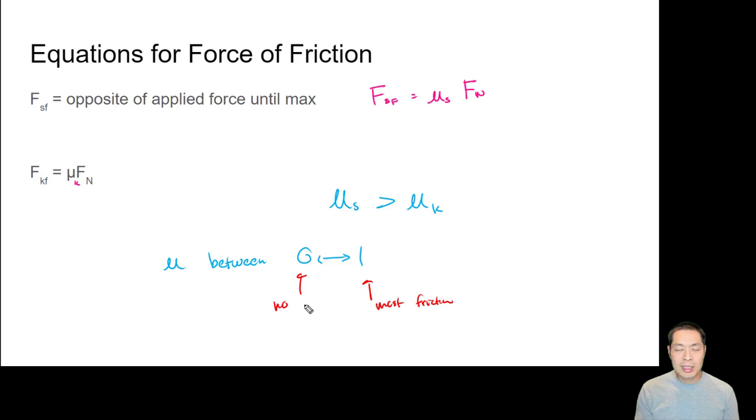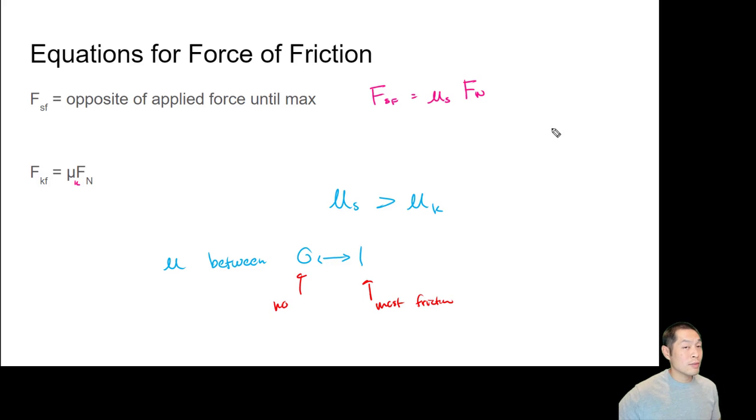The only exception is something like Velcro, but that's no longer friction. It's actually a hook into a loop and it's holding on. So you have to think of it more like glue than friction. So friction mu is always between 0 and 1, and this applies for both static and kinetic. Static will always be bigger than kinetic. As long as you keep that in your head, you'll be totally fine.